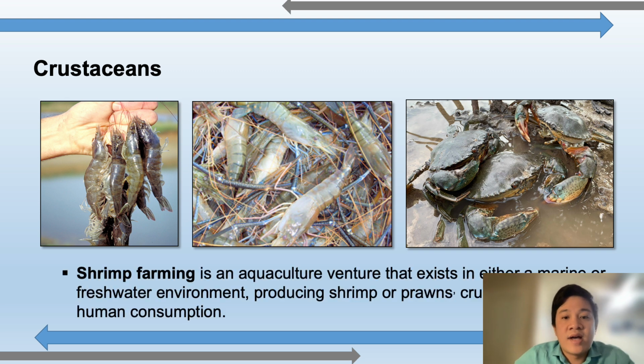Relating it to aquaculture, shrimp farming is an aquaculture venture that exists in either a marine or freshwater environment, producing shrimp or prawns, crustaceans for human consumption. Lastly, among the aquatic animals being cultured are mollusks.